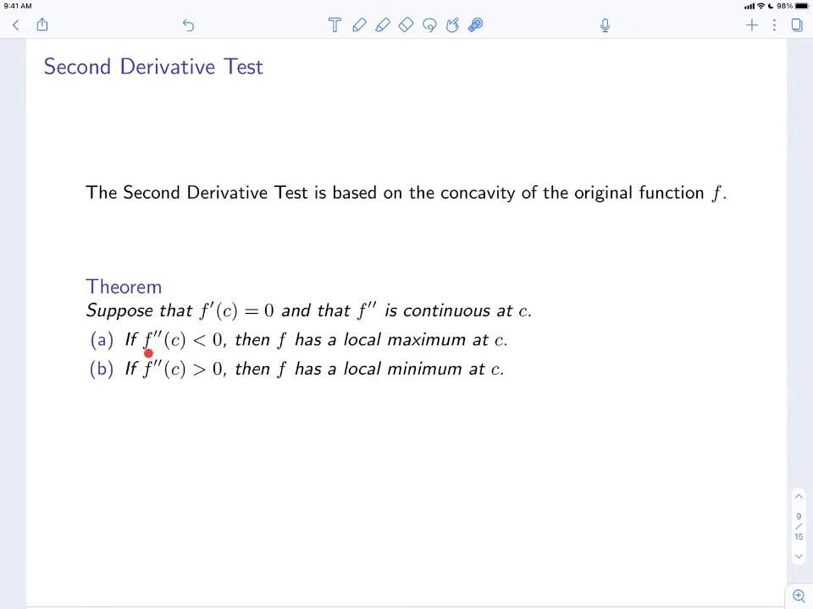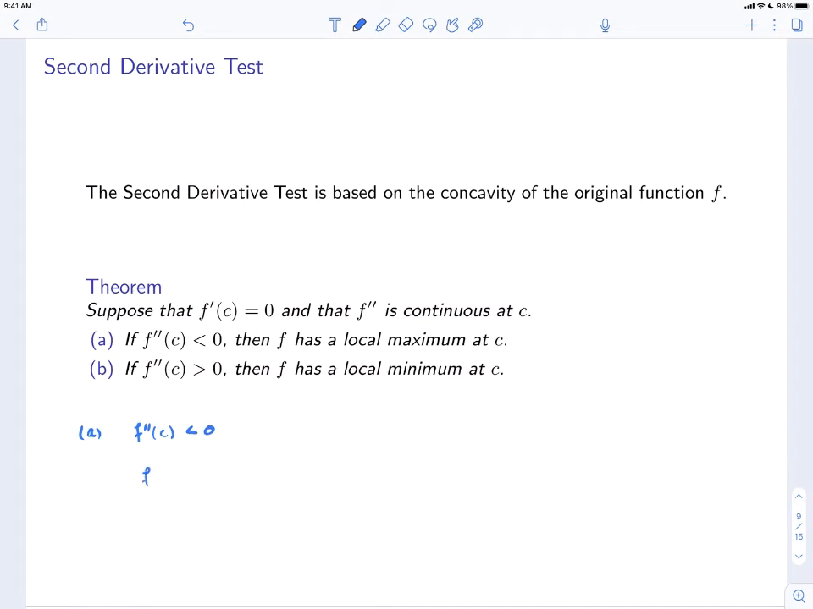Okay, so what is the statement of the theorem? If the second derivative at c is negative, then f has a local maximum at c. If the second derivative is positive at c, then f has a local minimum at c. And again, this is just looking at concavity. So let's look at A here. We have that f prime prime of c is less than 0.